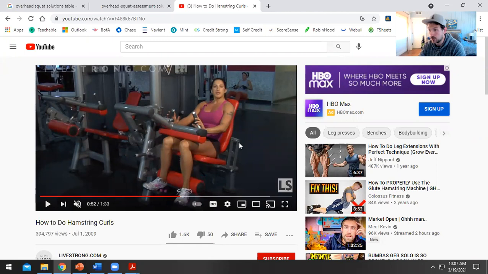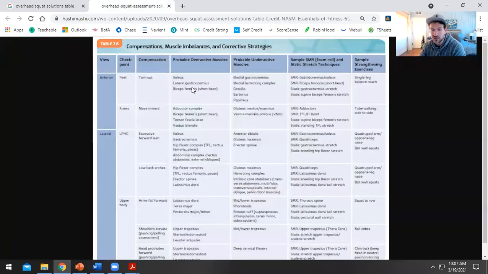So if we were training this client, we don't want to strengthen that biceps femoris. We want to strengthen the medial hamstring. So we would encourage them to keep their toes pointing forward while they're doing their hamstring curls. That way we activate the middle hamstring instead of the lateral hamstring. And then we also see the gracilis, sartorius, and popliteus, which are all stabilizer muscles.